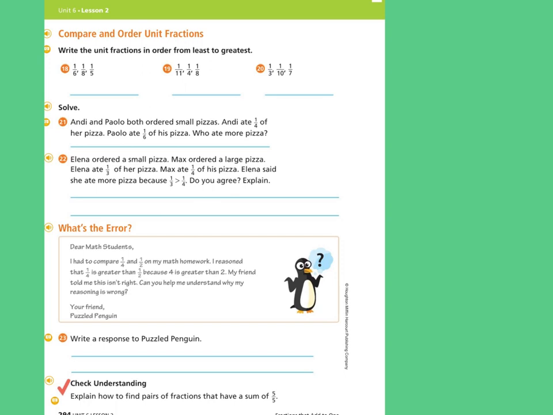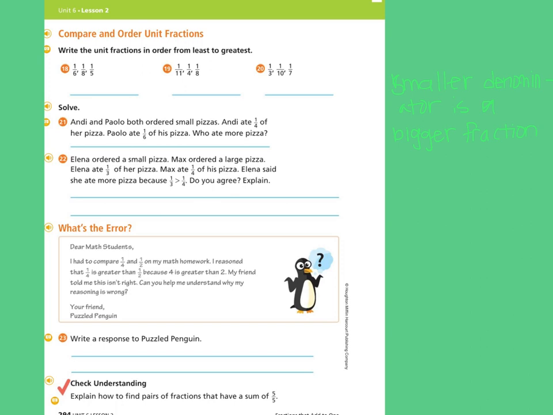So now that we've talked about the smaller the denominator, the bigger the fraction, I'm going to write that over here. Smaller denominator is a bigger fraction if the top number is 1 or the top number is the same.